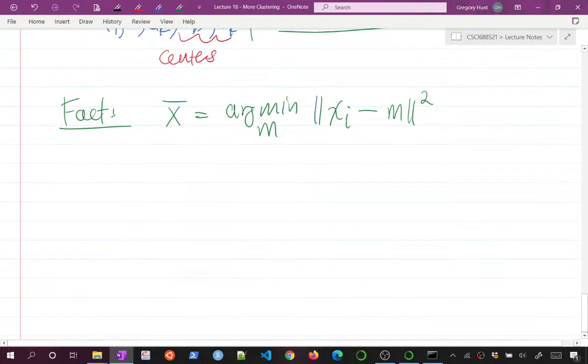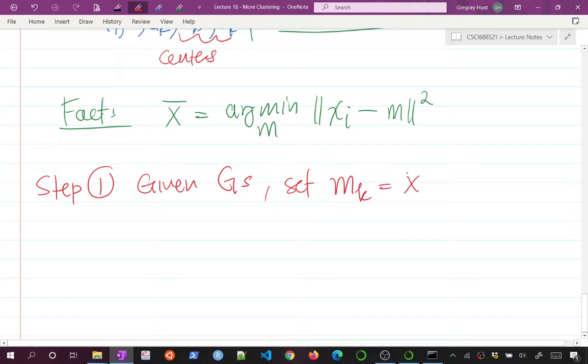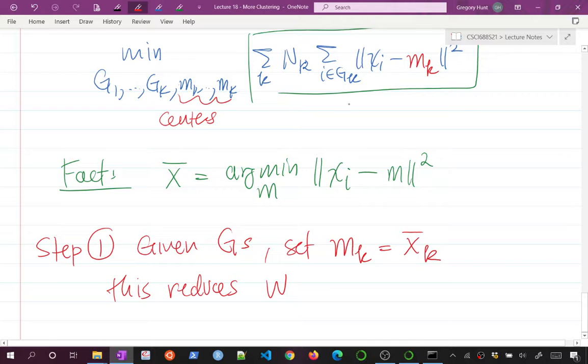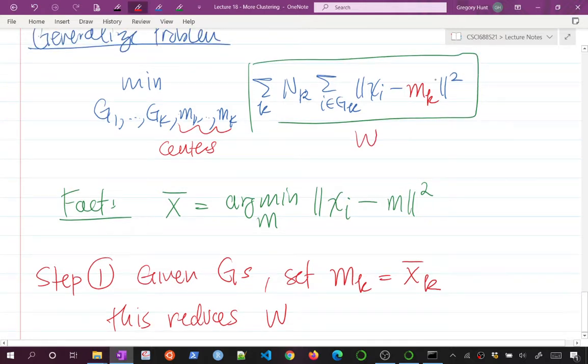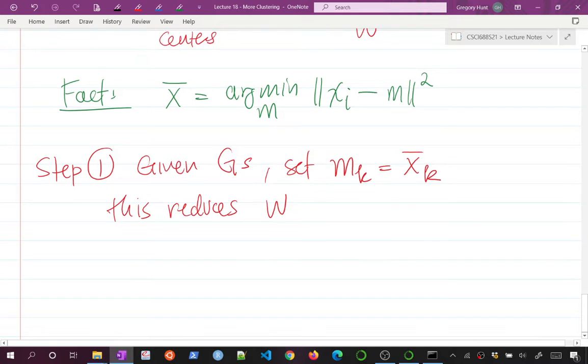So let me just write this out. Step one basically says, given my group assignments, set MK to be X bar K, and this reduces W. It will minimize this W, which is what I'm calling W here, because if I hold the G's constant and ask what M's I should choose to minimize W, I should choose M as X bar for the group. And so this reduces W.